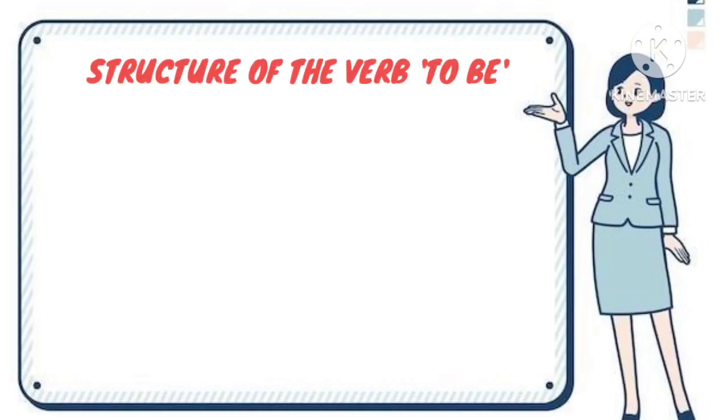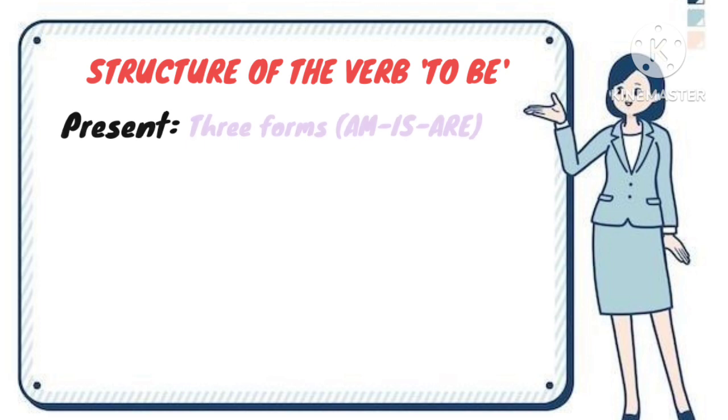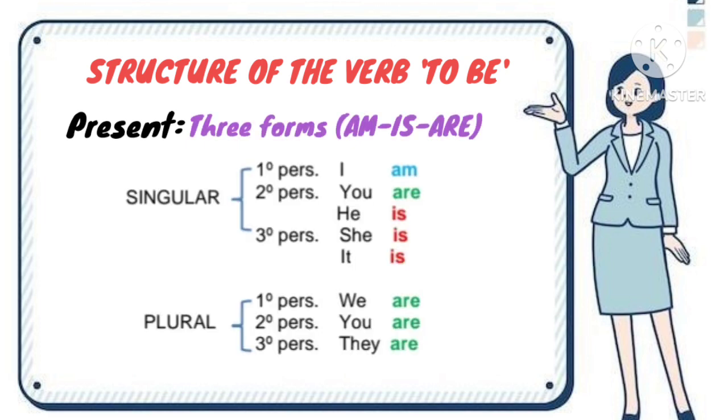The structure: the verb to be in the present tense has 3 forms: am, is, are. Am: first person singular, I am. Are: second person singular and first, second, third person plural. You are, we are, you are, they are. Is: third person singular. He is, she is, it is.